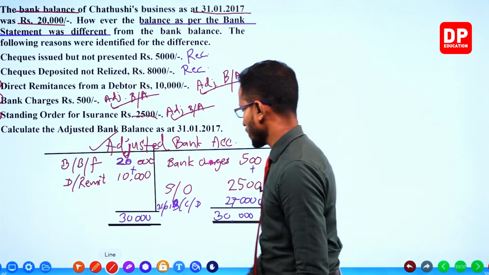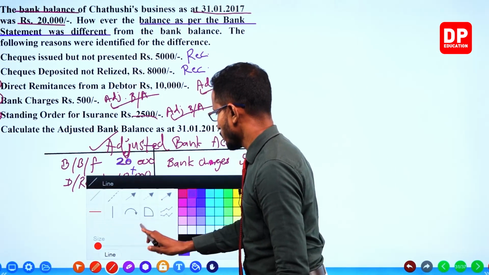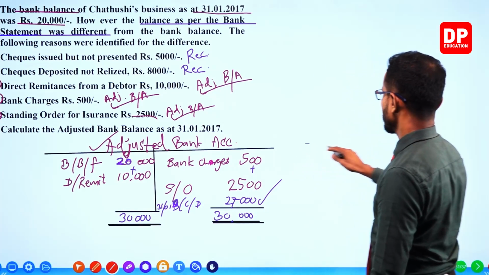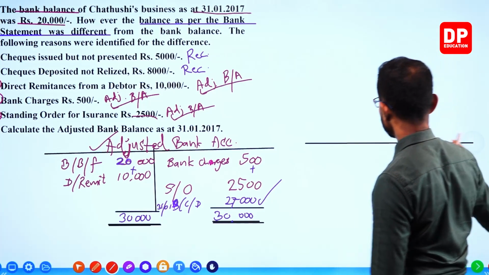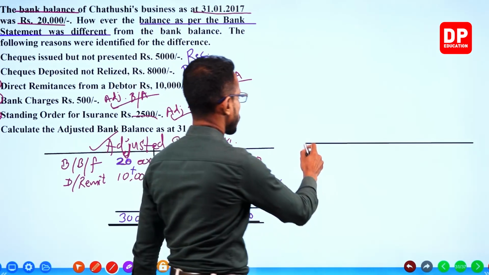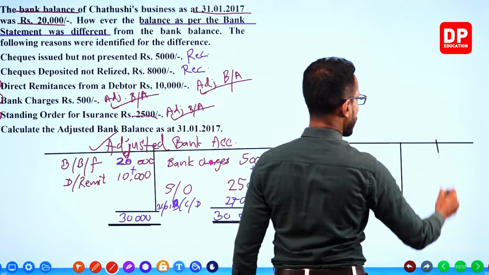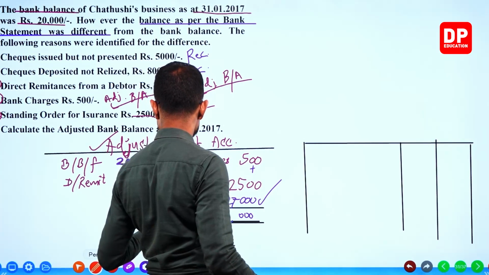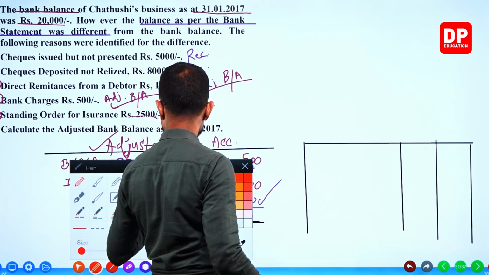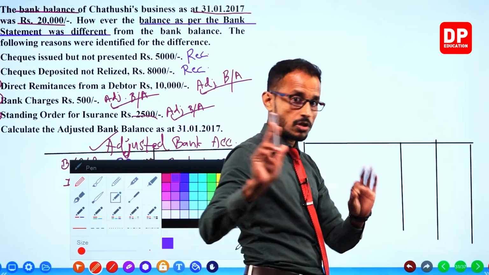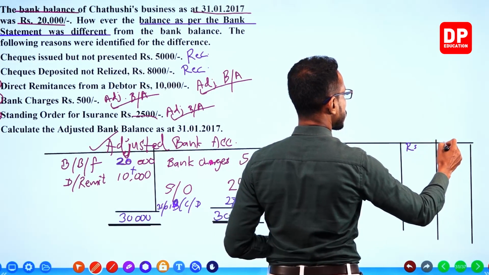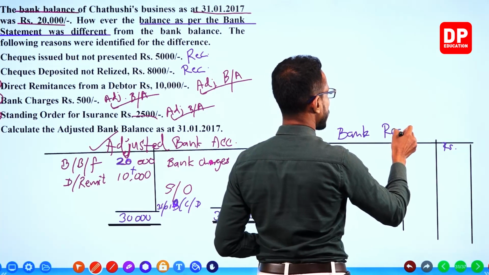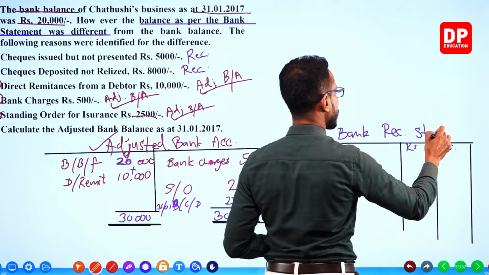Here we go. Bank reconciliation statement. Very simple format, just like the adjusted bank account. One description column. If you want, you can rule two narrow columns for amounts, but it's not really necessary. You can just rule one amount column. Rupees. Bank reconciliation statement.